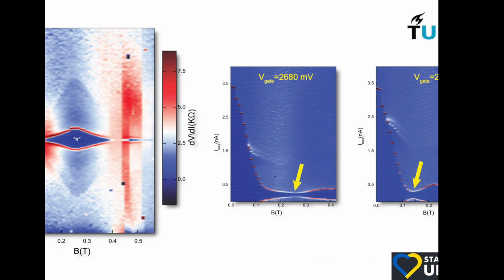Another thing is that if we change a gate potential, we can change the positions of these nodes. For instance, here is between 0.2 and 0.3, here is between 0.1 and 0.2 for different gate settings, which tells you that there's some kind of electronic effect where the density of electrons perhaps controls the positions of these features. Another interesting thing is that they don't close, they don't completely go down.